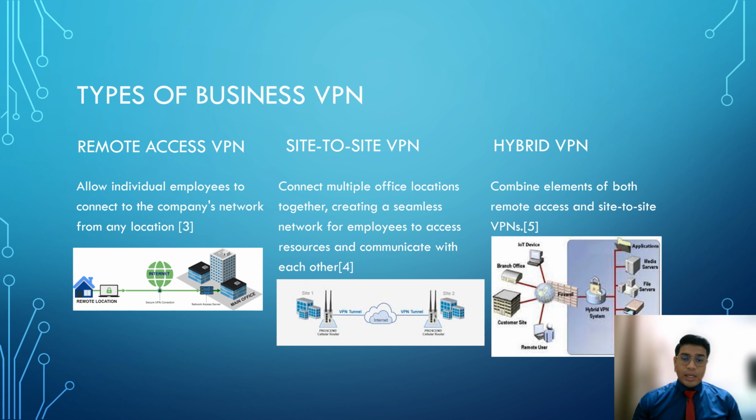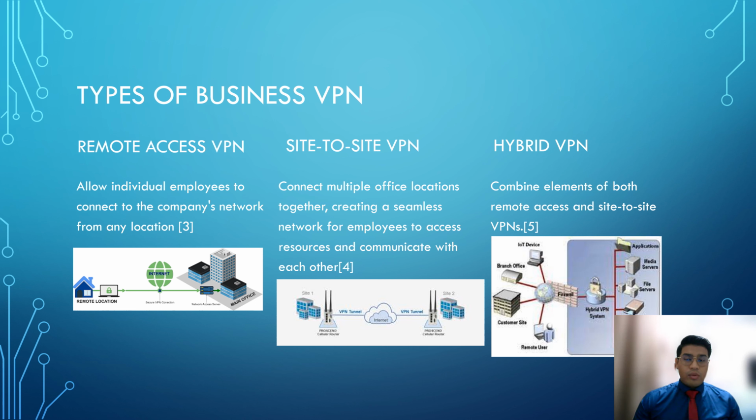Alright, next we move to the types of business VPN. There are three types of business VPN, which are remote access VPN, site-to-site VPN, and hybrid VPN. Remote access VPN allows individual employees to connect to the company's network from any location. Remote access VPNs are commonly used by organizations with remote workers or employees who travel frequently. They allow these employees to connect to the company's private network from any location with an internet connection and access the resources they need in order to do their job, just like they were in the office.